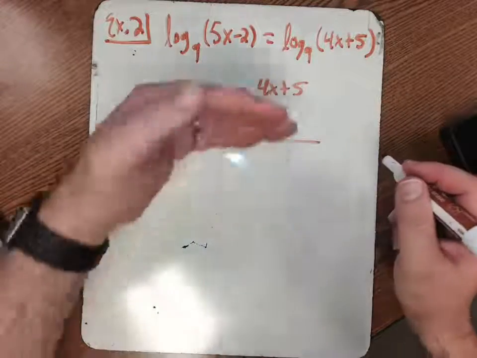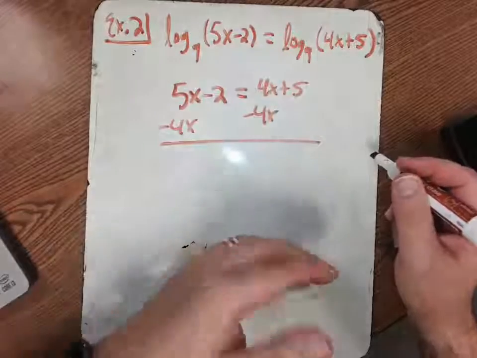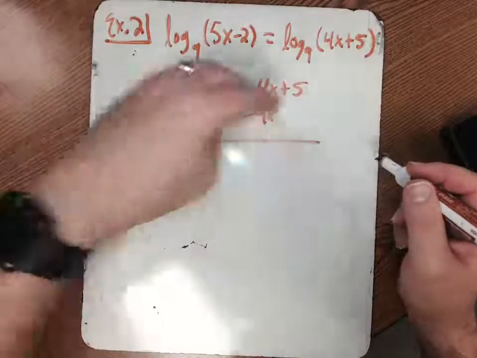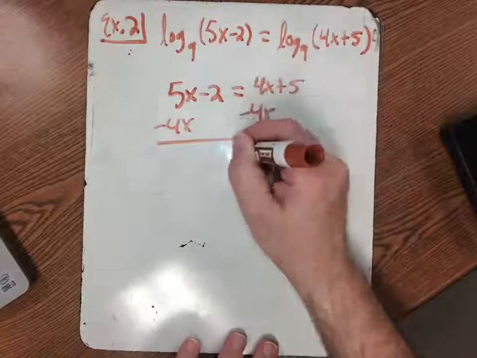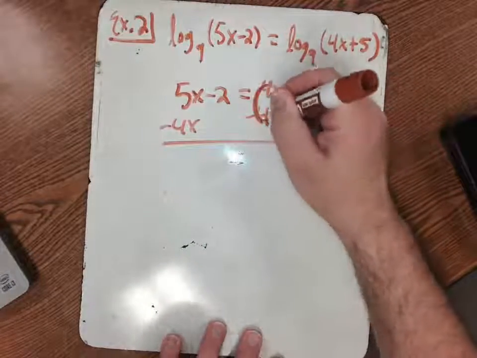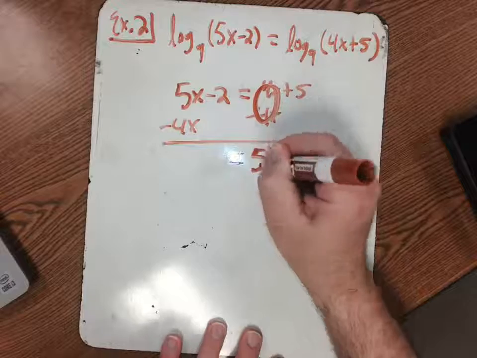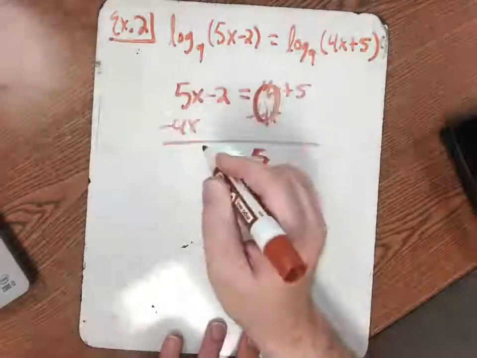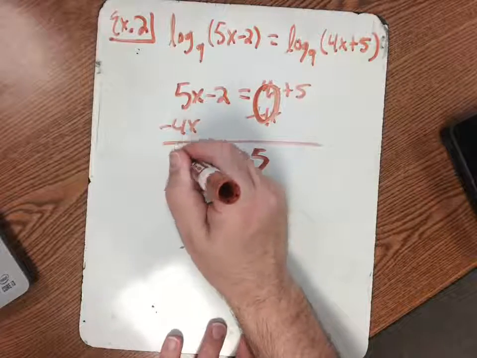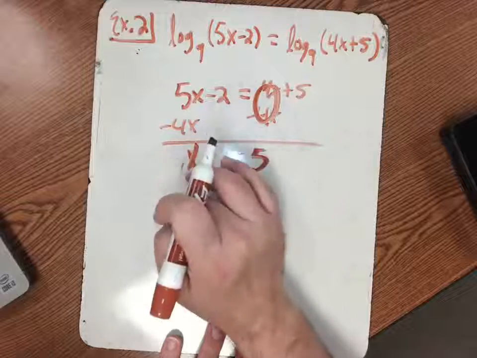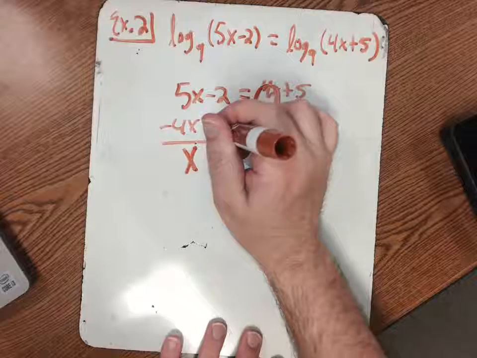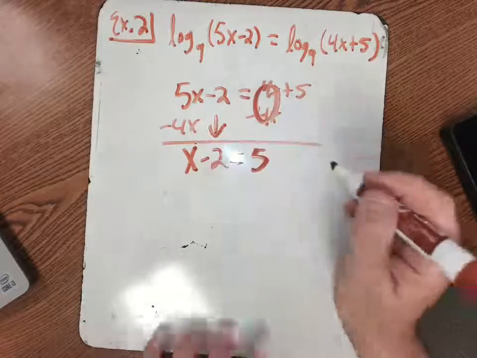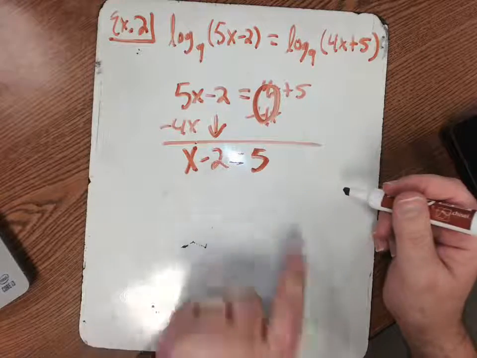What's important is that on the next step, when you cancel the next thing, you pay attention to what you're doing on this step and you do the opposite of it. So on the right side here, 4x minus 4x is 0. 0 plus 5 is 5. On the left side, 5x minus 4x is 1x. And remember, I can write that as just x. It's a little bit of a shortcut, but that's what I'm going to do. And then we'll bring down minus 2. So I now have x minus 2 equals 5.